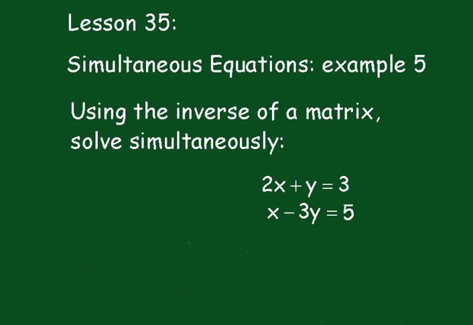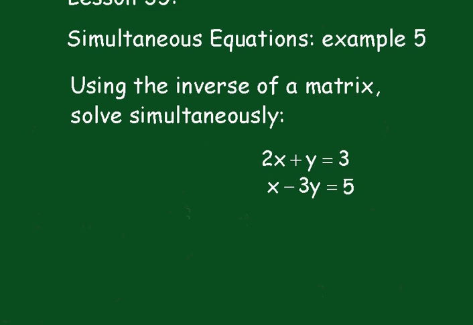Lesson 35, Simultaneous Equations, Example 5. Using the inverse of a matrix, solve simultaneously 2x plus y equals 3 and x minus 3y equals 5. Now, we need to know what an inverse is.